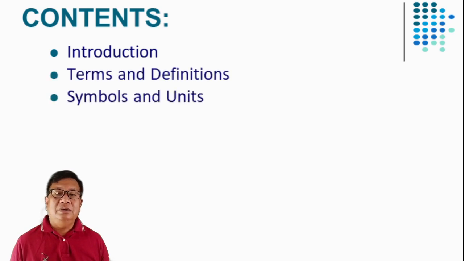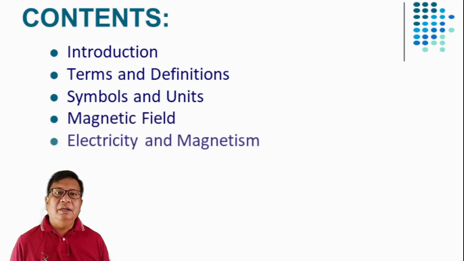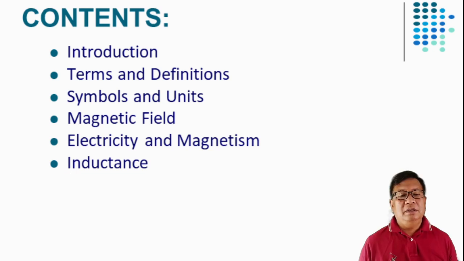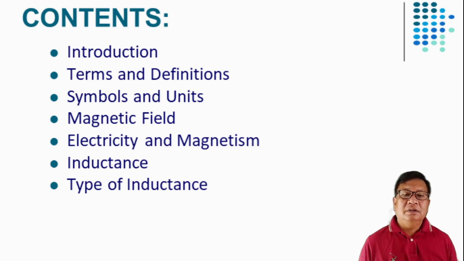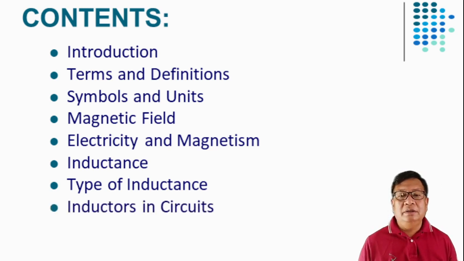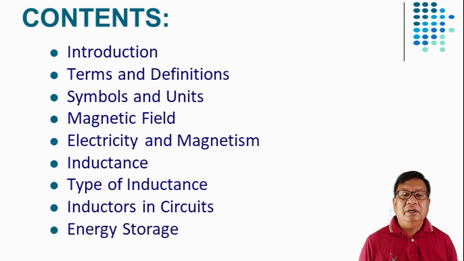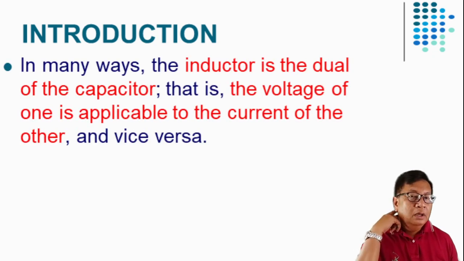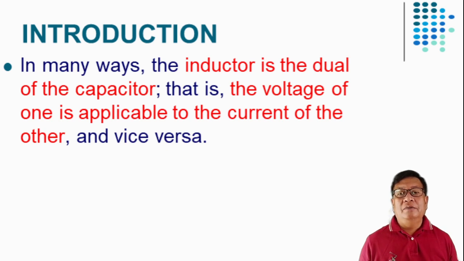To start with, we have these contents: an introduction, terms and definitions, symbols and units, magnetic field, electricity and magnetism, inductance, and the types of inductance. Then we have inductors in a circuit, and the last topic is energy storage. As for the introduction, in many ways, the inductor is the dual of the capacitor.